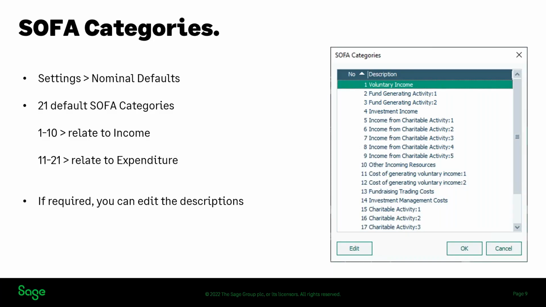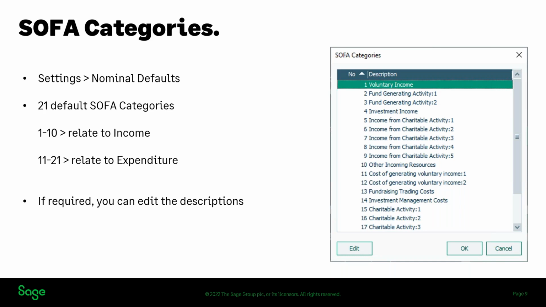There we go. So we're going to quickly pick up on SOFA categories next. Now, I don't want to go into the theory and the background behind this. If you need that information, again, it's all within the Help Centre. But SOFA categories are set up by default. You'll find these available within settings and nominal defaults. I'll show you that one in just a moment.